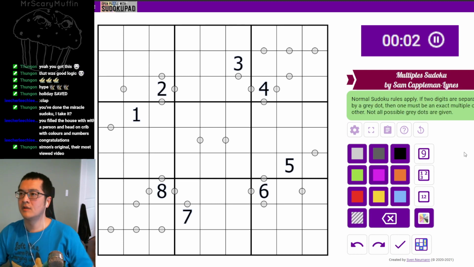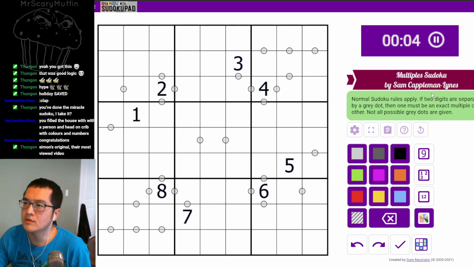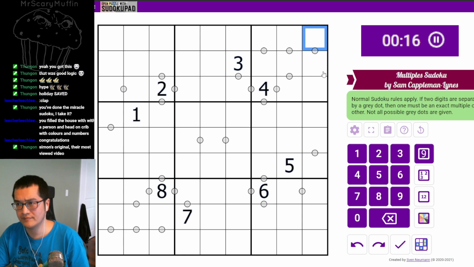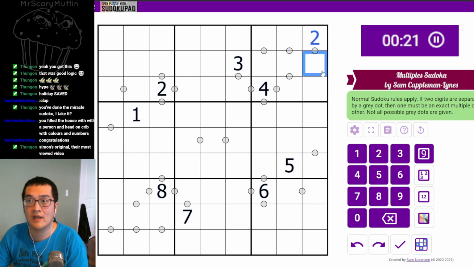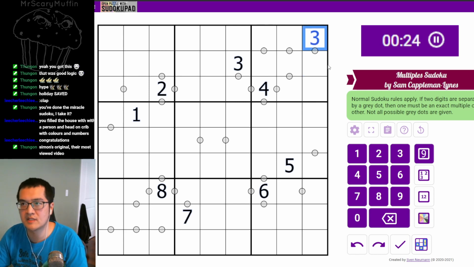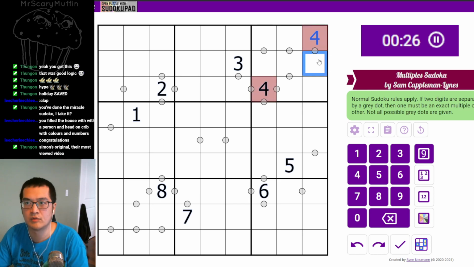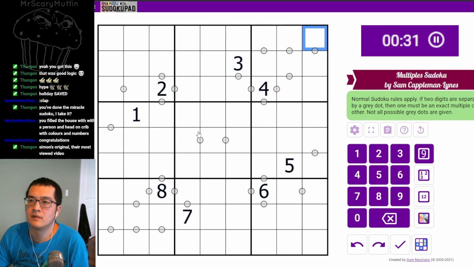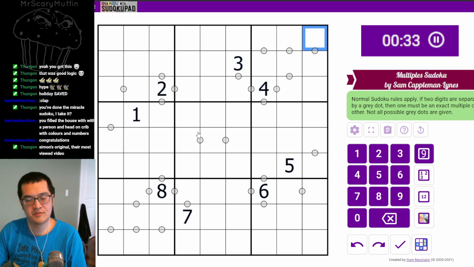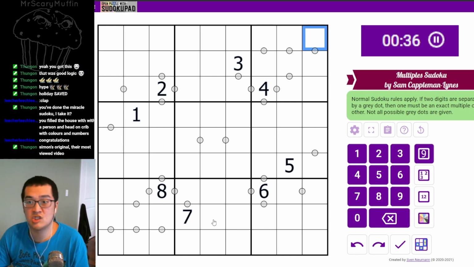All right, let's take a look at this one. Multipose Sudoku. Normal Sudoku rules apply. If two digits are separated by a gray dot, then one must be the exact multiple of the other. So for example, let's say it's a 2. Then the other one has to be a 4, 6, or 8. If this is a 3, the other one has to be a 6 or 9. If this is a 4, the other one can only be an 8. I guess it could be a 2, because 1 is a multiple of the other.